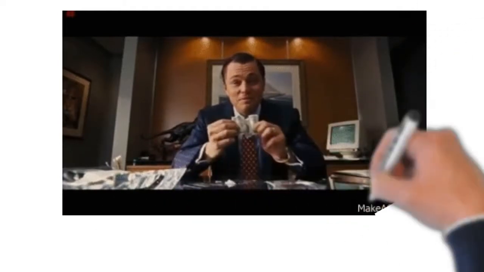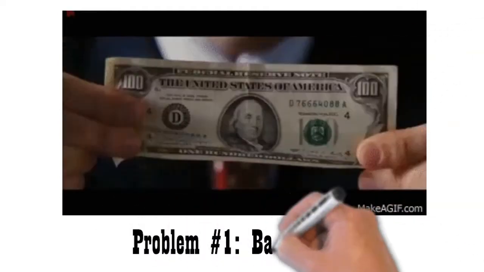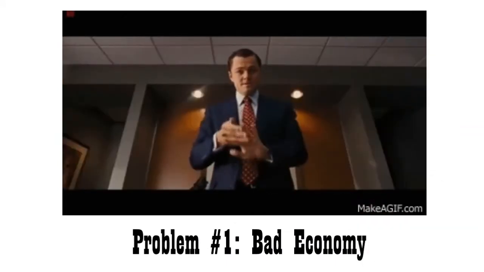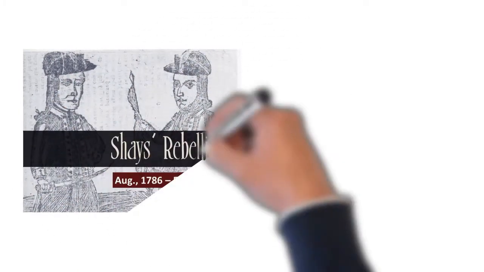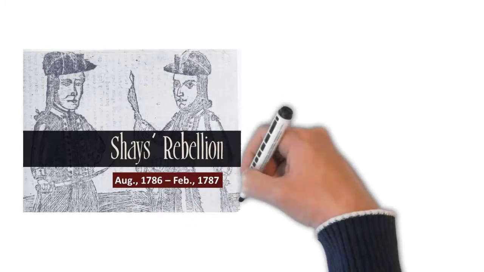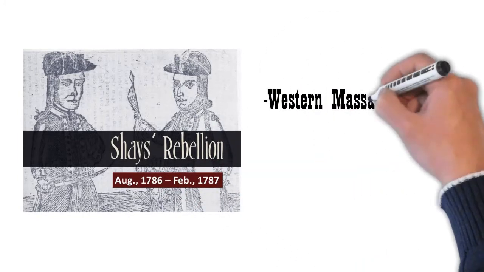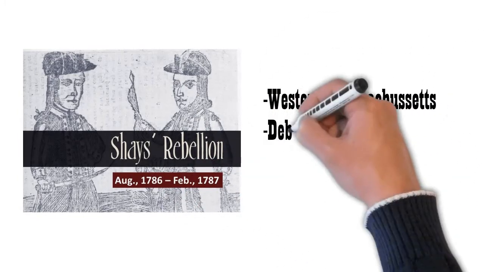First of all, we had no money. Our economic system was non-existent. And that had a lot to do with all the debt we carried over from the war, and the fact that the federal government did not have the power to tax, so they couldn't raise revenue. Some of these problems are actually going to lead to a rebellion within our country. It's known as Shays' Rebellion.